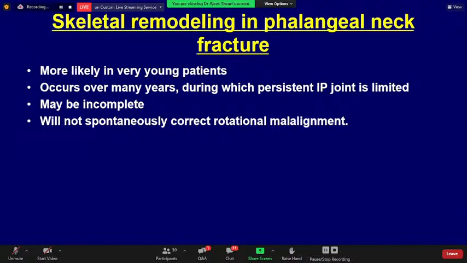Skeletal remodeling in phalangeal neck fractures is more likely in very young patients and occurs over many years, during which persistent IP joint limitation may be incomplete, and it will not spontaneously correct rotational malalignment. So in phalangeal neck fractures, this remodeling happens less. The reason behind this is that the fracture is quite away from the physeal region. As I told you, the remodeling happens better when the fracture is closer to the physis, but these fractures are quite away, so the remodeling potential is very less.